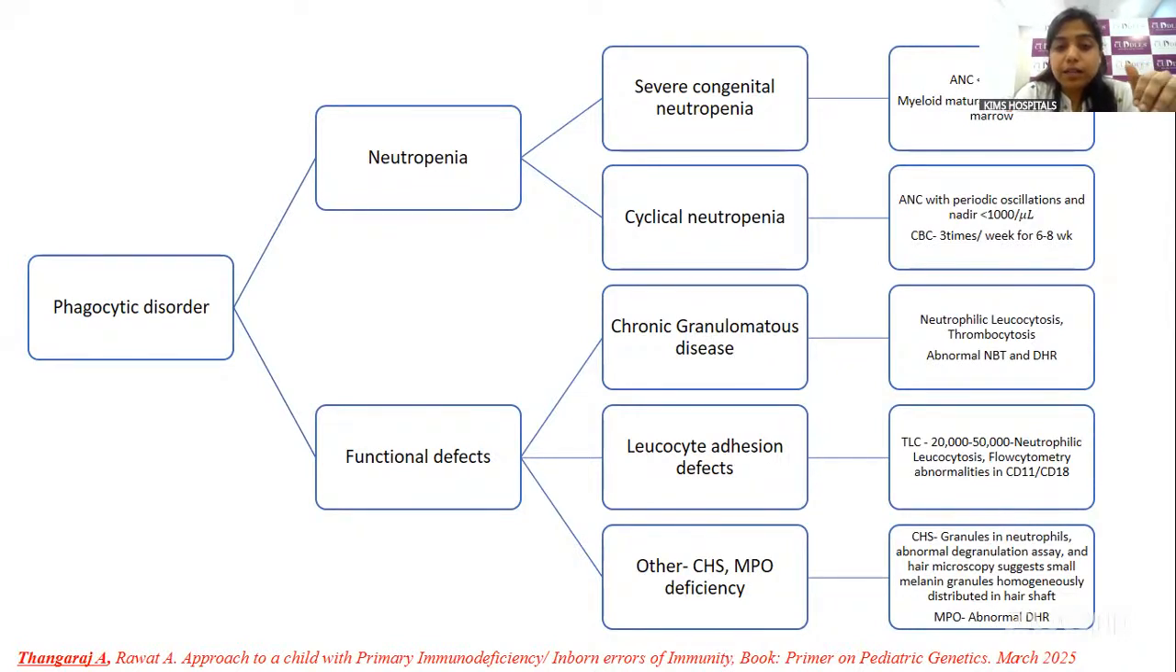In case of other deficiency like Chediak-Higashi, we look for granules in the neutrophil. We look for abnormal degranulation assay, that is also another flow cytometry. And we can look for a hair microscopy, which suggests small melanin granules that are homogeneously distributed. It's not like the clumps of melanin we'll see, it's not like a fully homogenized melanin that we see in normal patients. And in MPO, there is again a DHR. If you do, they'll have abnormality.